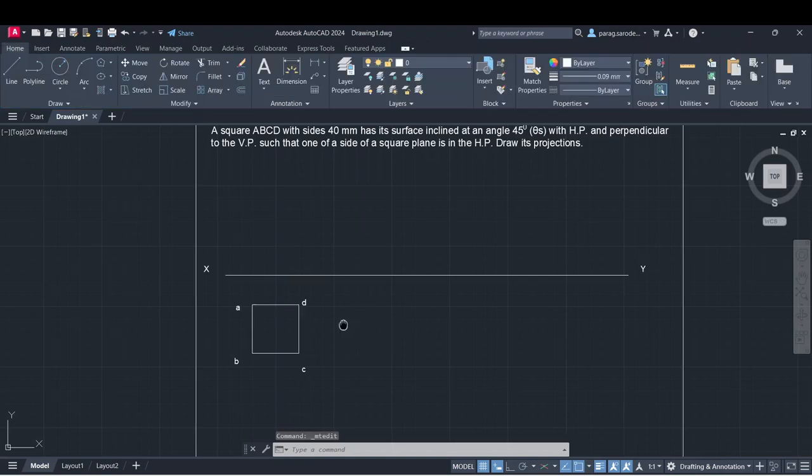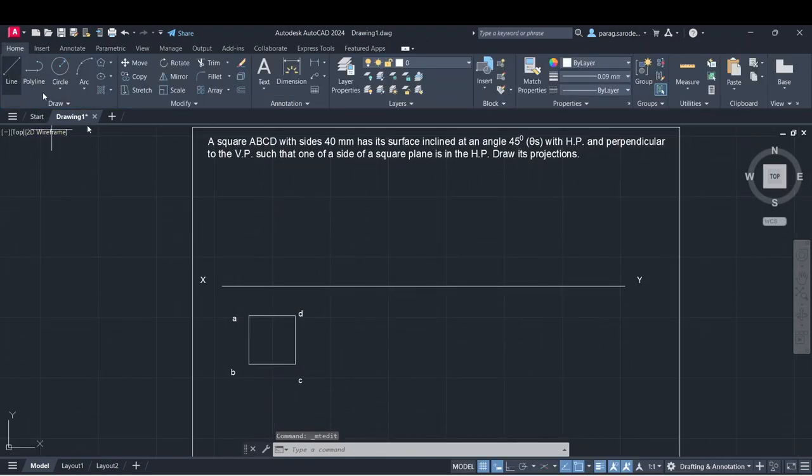Okay. Now what we will have to do is project it upwards. Switch on the ortho mode again, and project till the XY. Now, as nothing is mentioned about where we are going to project this, we will directly project it on the XY line. Okay. Notice this. So we'll draw one more line which will be joining this. Okay?